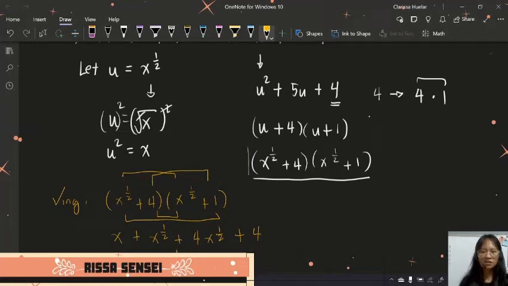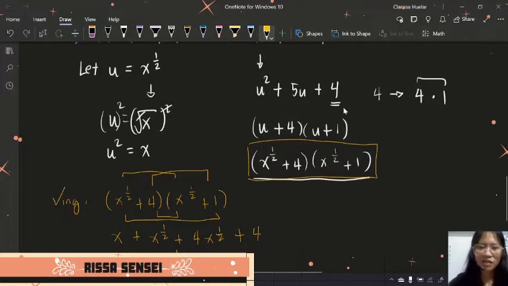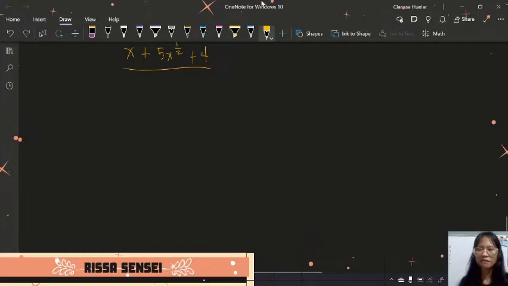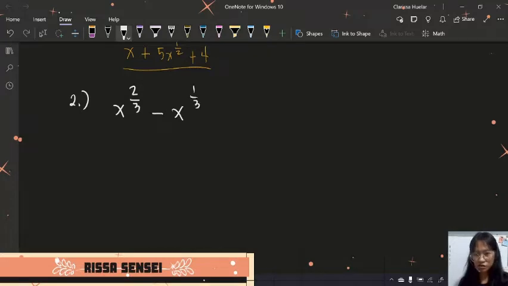Here's the answer for number 1. I hope that you're correct. And how about number 2? For number 2, we have the expression x raised to 2/3 minus x raised to 1/3 minus 6. So, dalawa na yung fractions na exponent natin, ano? So, ano pwedeng gawin? Magle-let u pa rin ako.